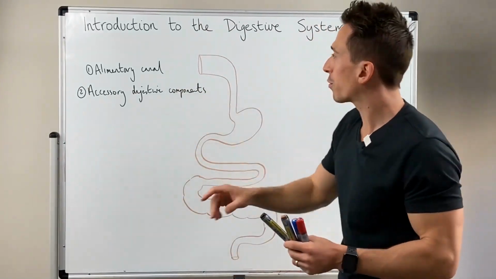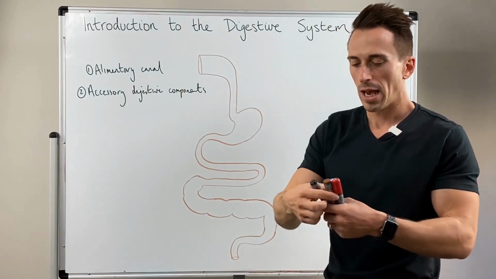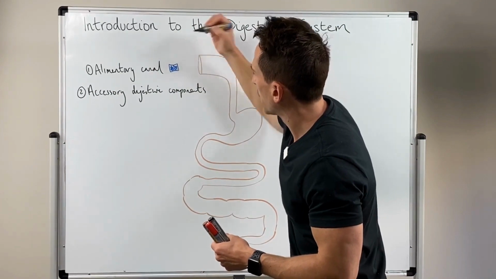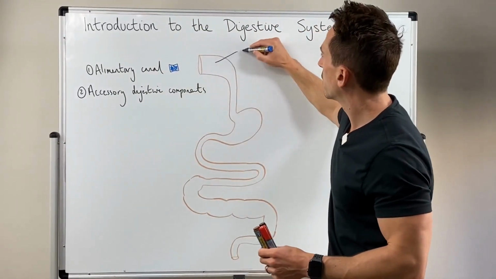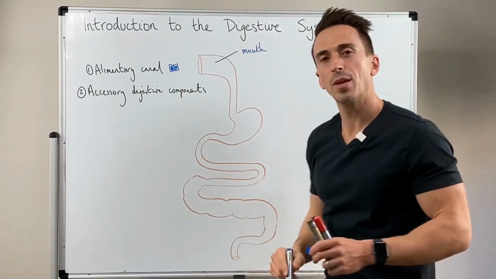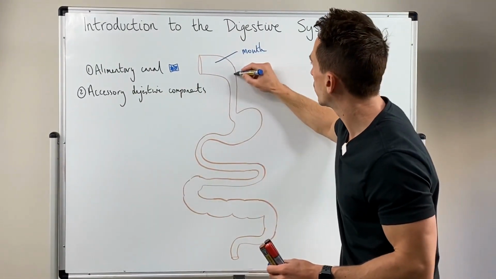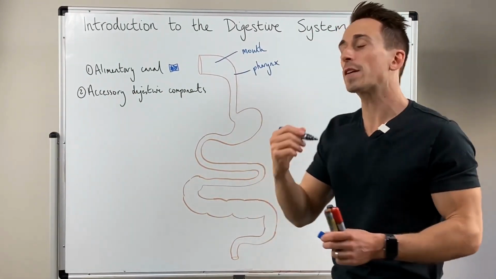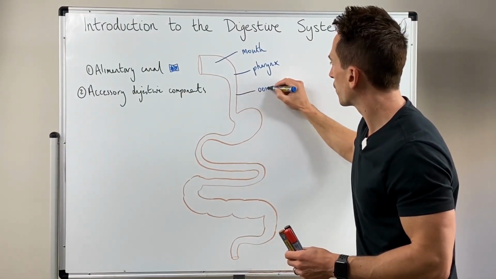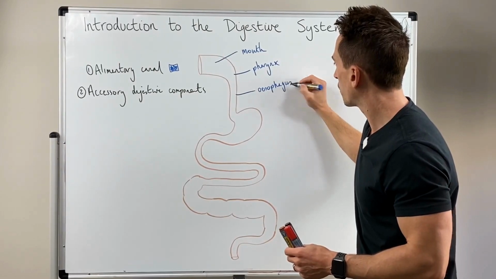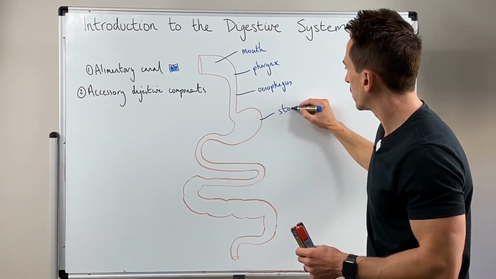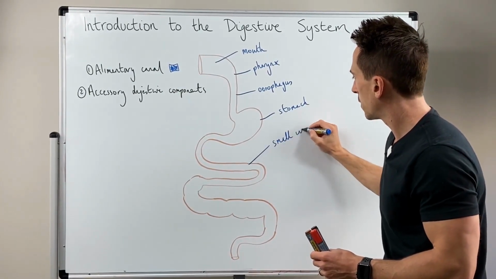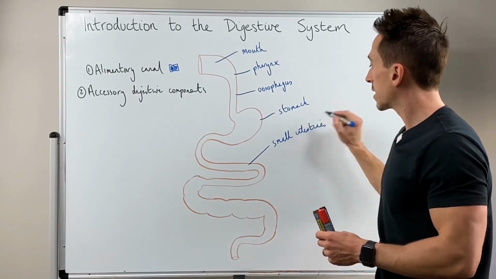So the first thing I want to do is go through the various aspects of the alimentary canal, and I'm going to do this in blue. First thing is the mouth. The mouth is the first aspect of the alimentary canal. Then we go down to the pharynx, which is the back of the throat. Then we go to the esophagus. Then the stomach. Then the small intestines. And then we move through to the large intestines.